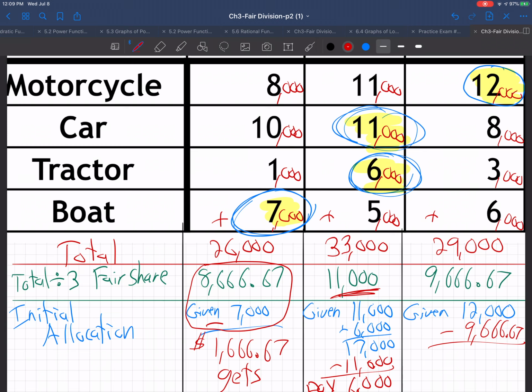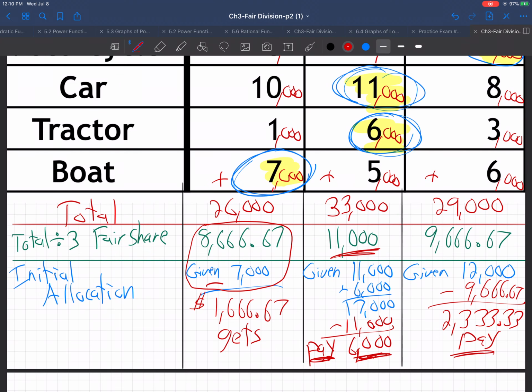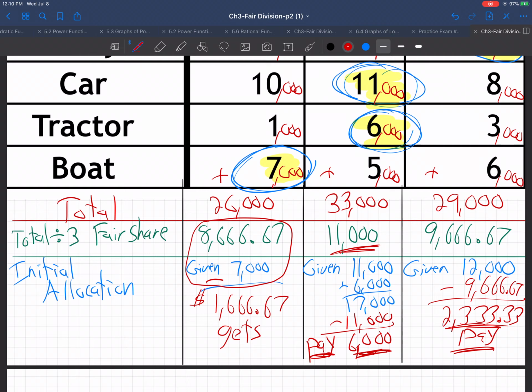So she's going to have to pay back some money. What's the difference there? $2,333.33. She's going to have to pay that back because the motorcycle was more than her fair share. She was given too much, so she has to pay that back. All right, there's the end of the initial allocation.